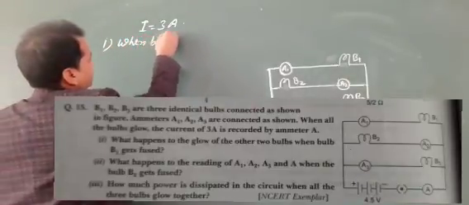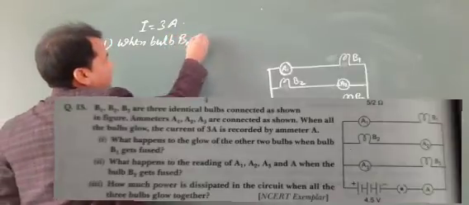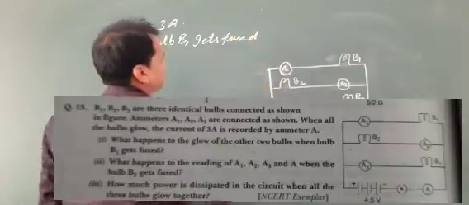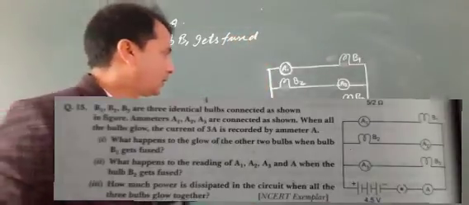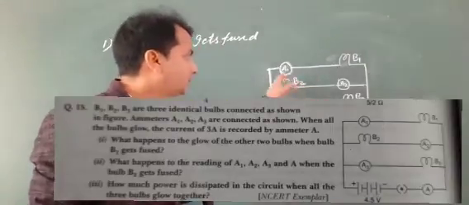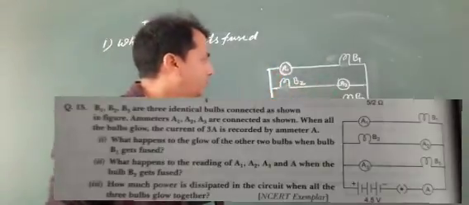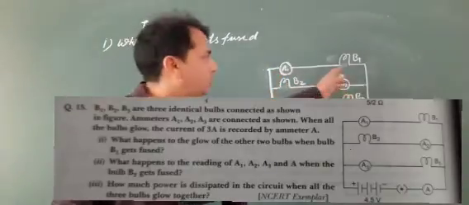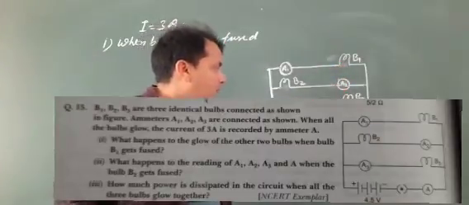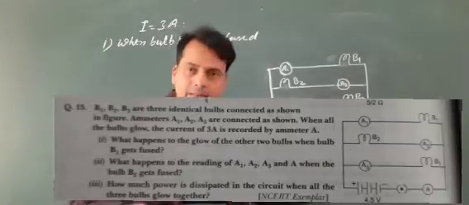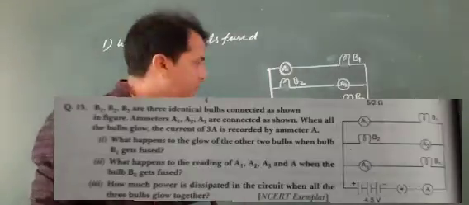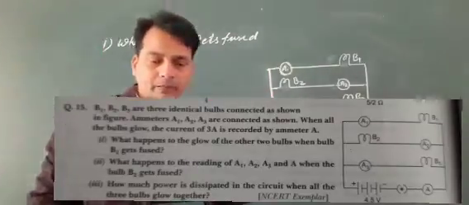When bulb B1 gets fused. So it is clear that the potential difference given here is 4.5 volt, and three ammeters are used, A1, A2 and A3, and three bulbs, B1, B2 and B3. Ammeter A records 3 ampere, so the total electric current flowing in this circuit is 3 ampere.